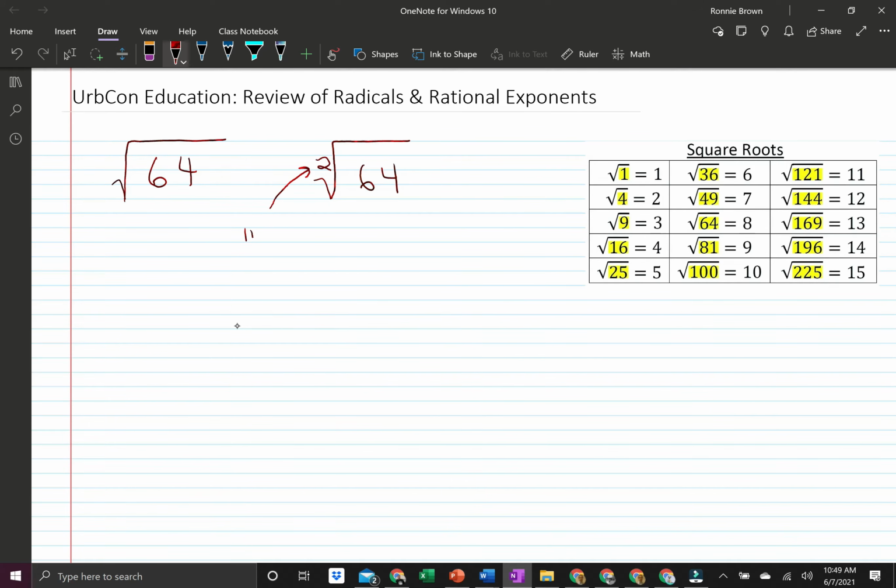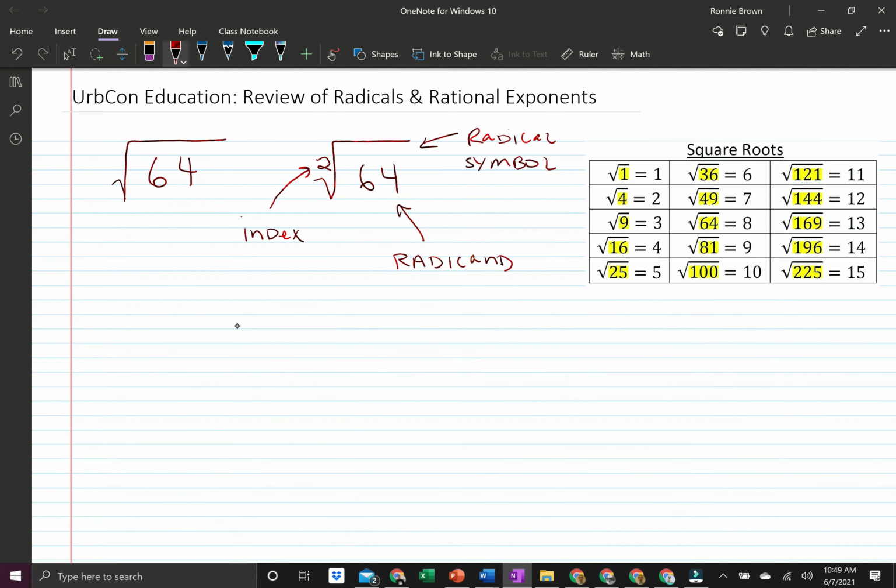So this number there is known as the index. Again, when there's nothing there, there's implied to be an invisible 2 in that index. This number underneath the radical symbol is known as the radicand. I don't think that term is mentioned too much, but I wanted to introduce it to you. And then, of course, we have the radical symbol.